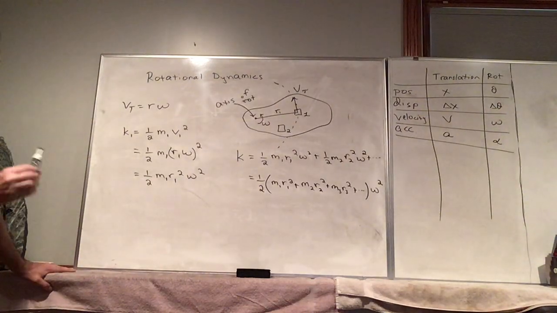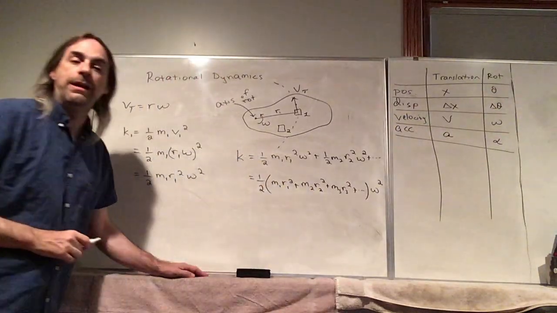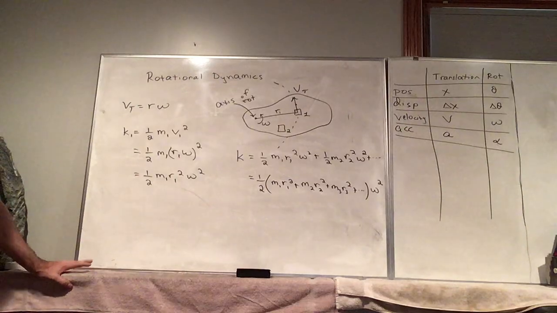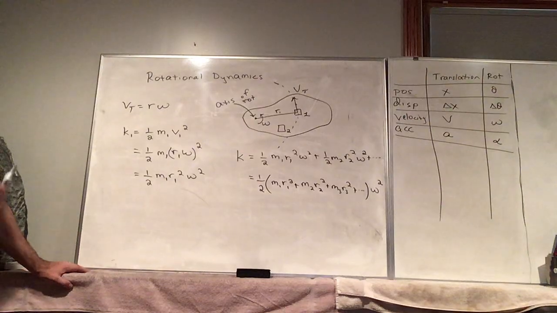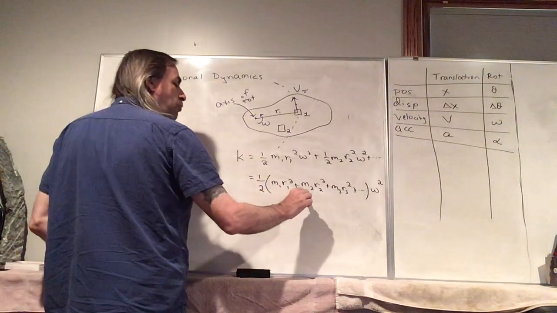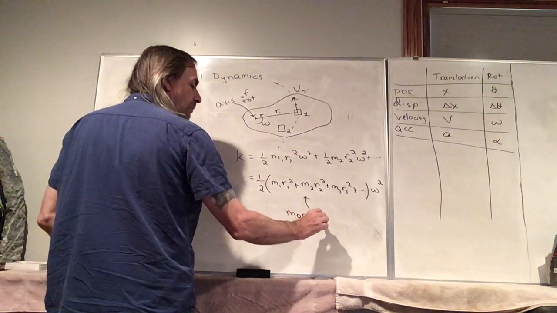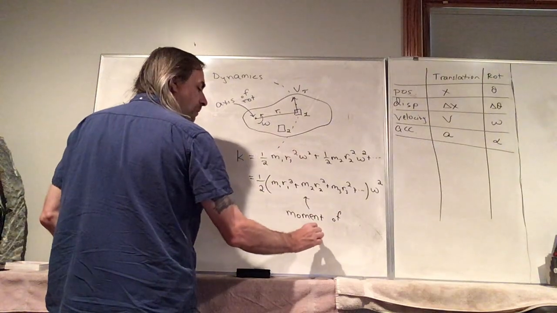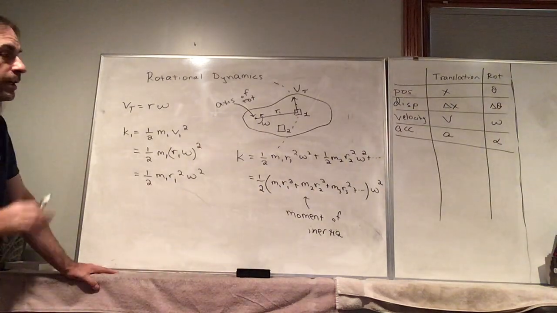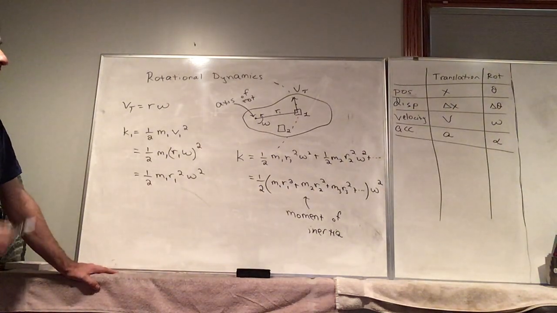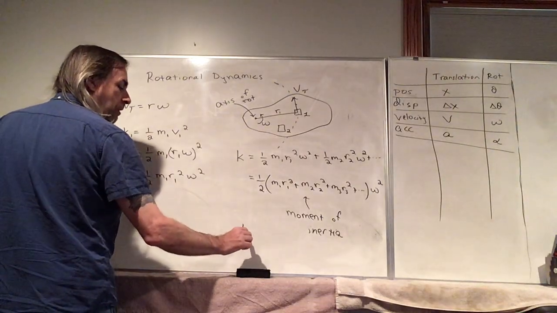Okay, so if we want to find the kinetic energy of this rotating object, we'd have to calculate this thing here, which is a fairly difficult thing to calculate in general. But what we're going to do is give this a name. We call this thing in parentheses here the moment of inertia. And with that, we can write the kinetic energy of this rotating object. Actually, I'm going to call it Kr.